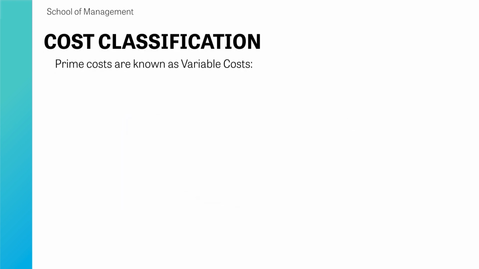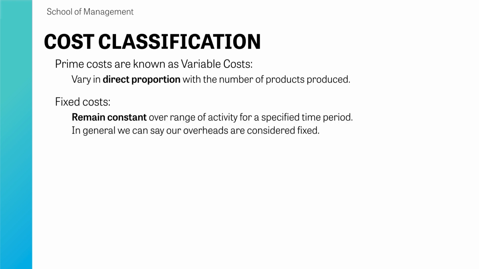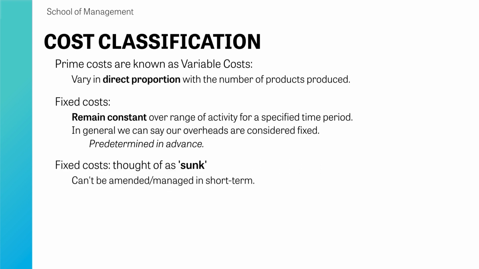Now, your prime costs, as we've talked about, the key costs incorporated in making your product, will vary directly in proportion with the number of products you produce. So as output goes up, these will go up. In your fixed costs, we are going to assume that they remain constant over a period of time. They're set in stone. Very difficult to change your fixed costs in the short term. You can do anything in the long term. Short term, you can't do too much.